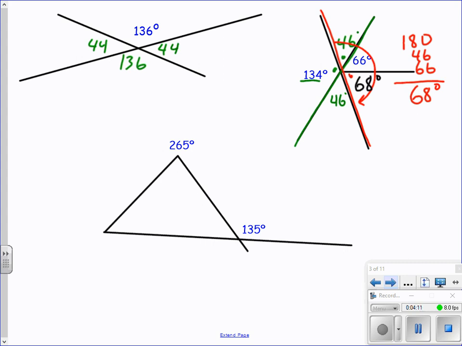And finally, we have a triangle, which we talked about last day, and we have something called a reflex angle. That's all the way around here.